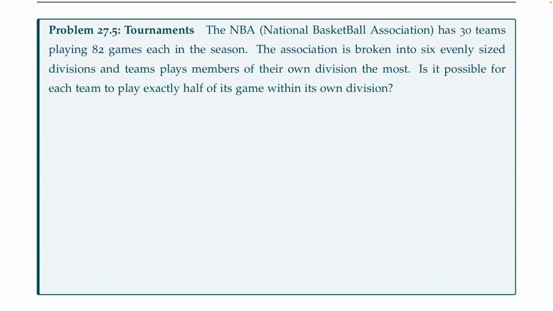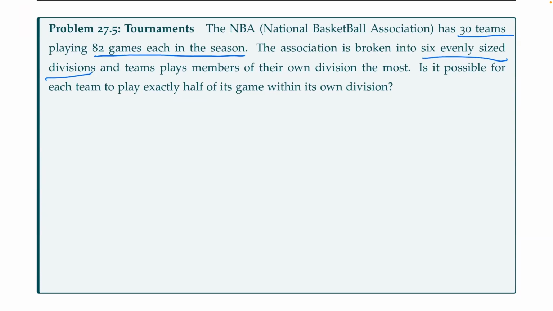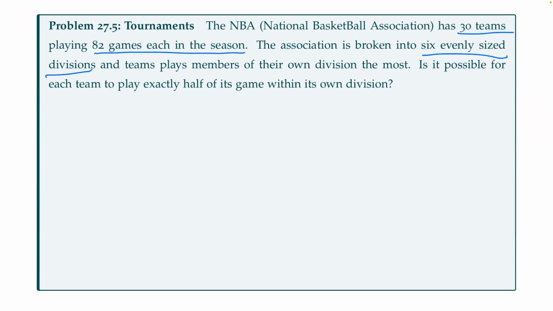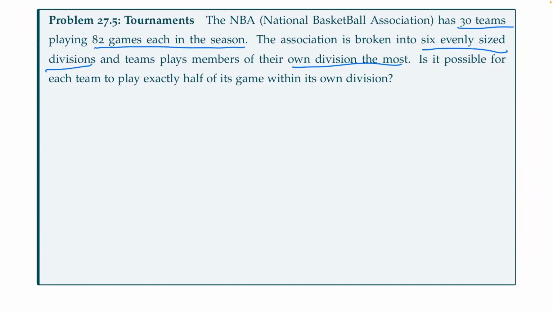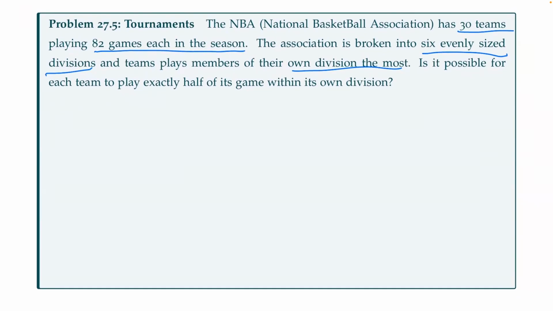Okay, so the NBA has 30 teams, and they play 82 games in a season. The association is broken into 6 evenly sized divisions. Can anyone tell me how many teams in a division? Okay, 30 divided by 6 is 5. Well done. University mathematics at its finest. Teams play members of their own division the most, for reasons of rivalry and limiting travel. The question here is: is it possible for each team to play exactly half of its games within its own division?